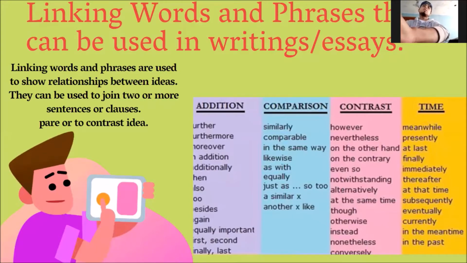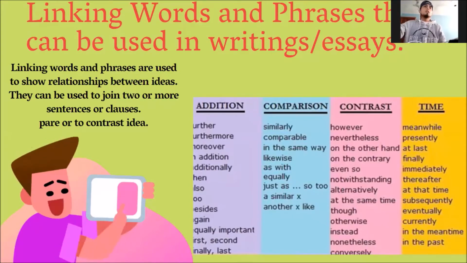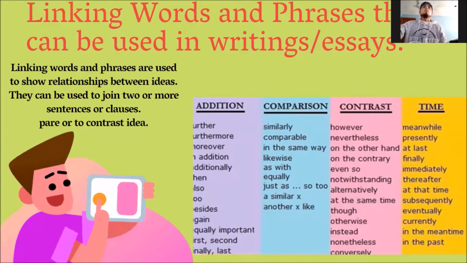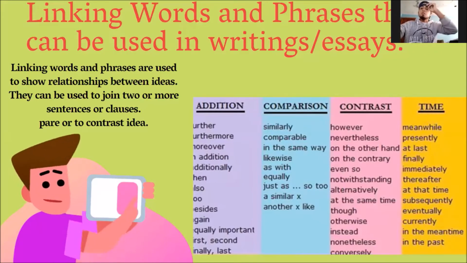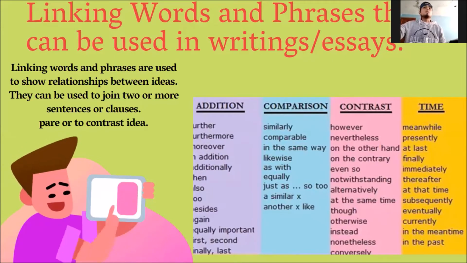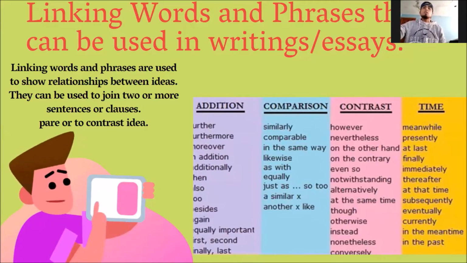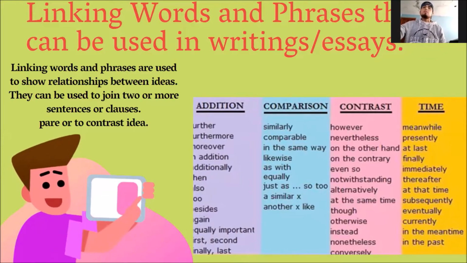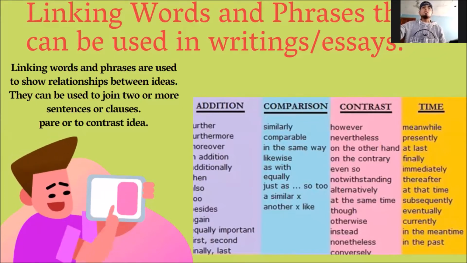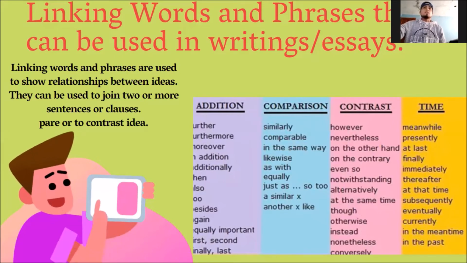Okay, so for the first part, we have the definition: linking words and phrases are used to show the relation between ideas. They can be used to join two or more sentences or clauses. We can use linking words to give a result, add information, summarize, give an illustration, emphasize a point, sequence information, compare or contrast ideas.